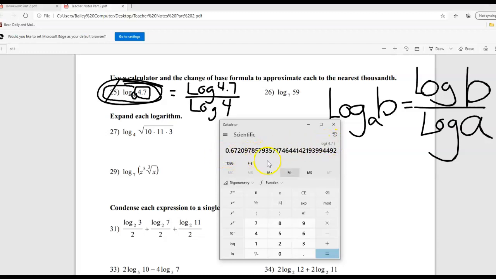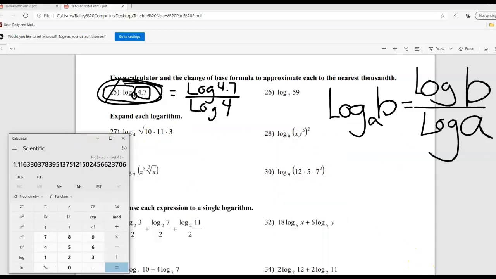And then this is the answer to that. And then we're going to push divided by, and then it's going to be 4 log. So we have log 4.7 divided by log 4. And then the final thing we have to do is push equals. So it gives us the final answer there. And so it's 1.11. And there you have it.